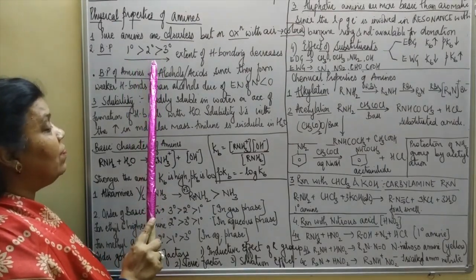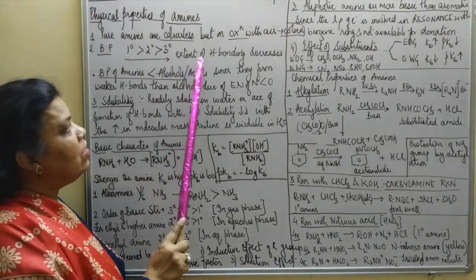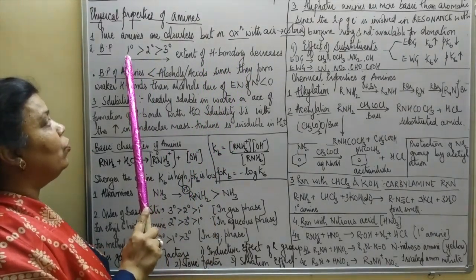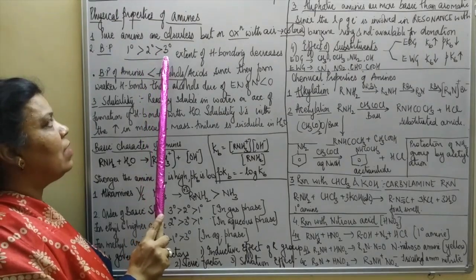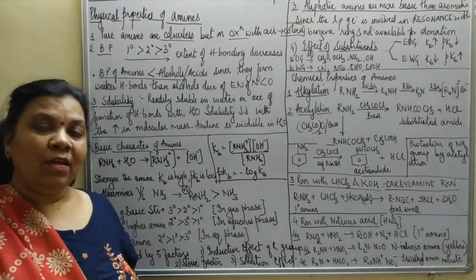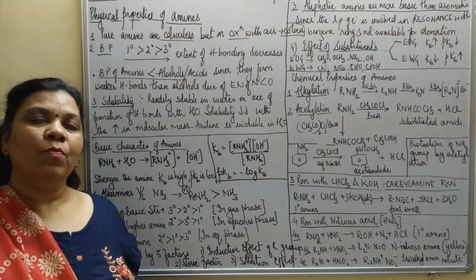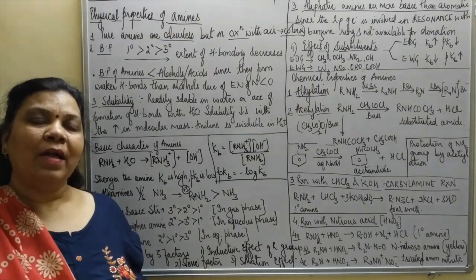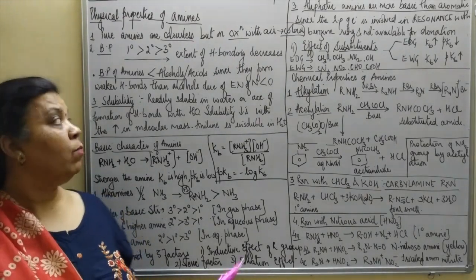The reason for this variation is that the extent of hydrogen bonding decreases as we move from 1 degree to 2 degree, and from 2 degree to 3 degree. So due to the maximum extent of hydrogen bonding that primary or 1 degree amines form, they have the maximum values of boiling points.